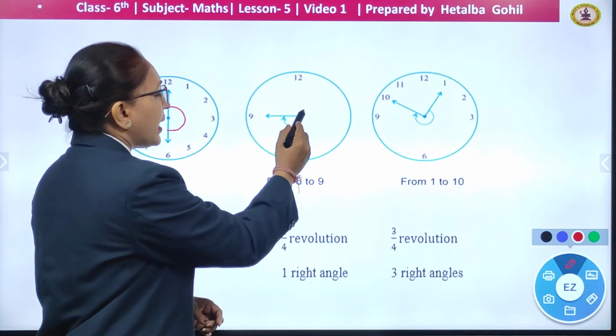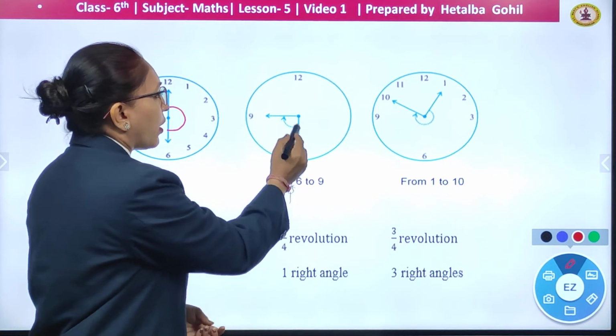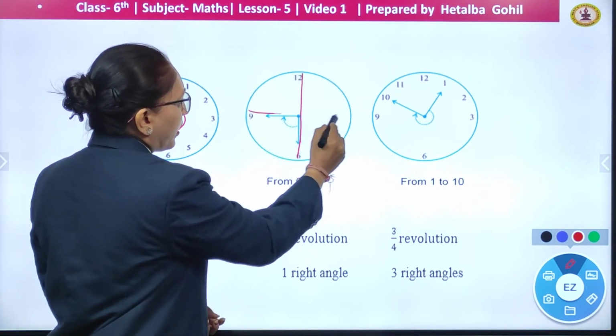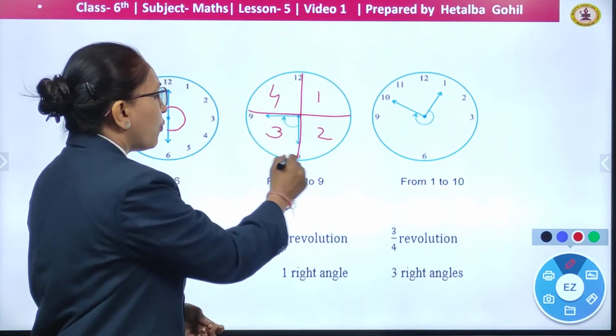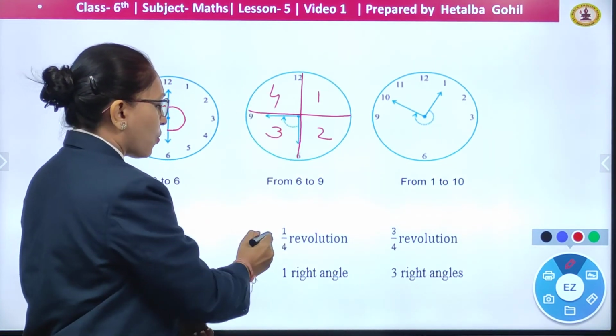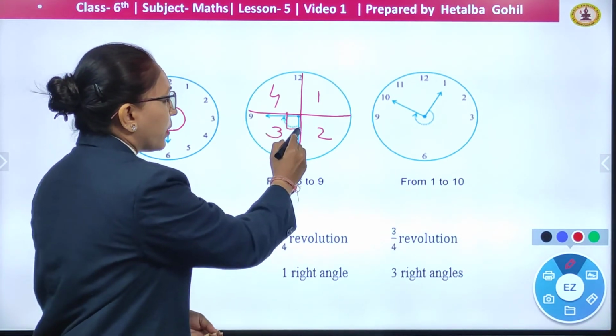Similarly here, from 6 to 9, it is a 1/4 revolution. Basically, we can divide it into 1, 2, 3 and 4 parts. Out of 4, only 1 part has been taken. So it is a 1/4 revolution here, which is 1 right angle only.